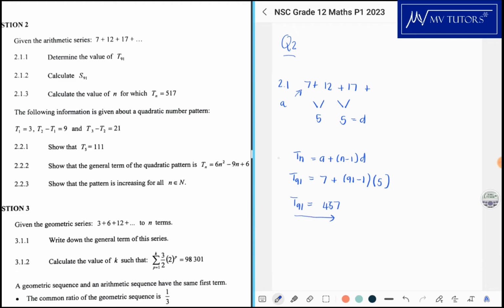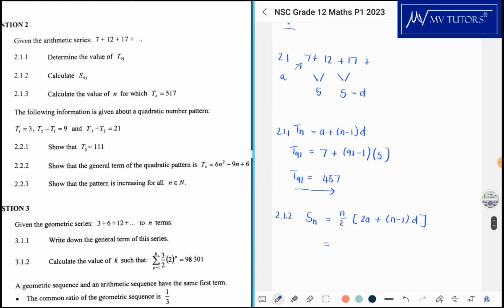And then that's 2.1.1. Now 2.1.2, they want us to calculate the sum of the first 91 terms. Okay, so if you don't know it off by heart, please go check the formula sheet just to be safe. But you know, with much practice, you end up knowing these formulas, and that is another way of ensuring that you save your time. So we're looking for the sum of the first 91 terms. So in the place of n, we put 91. So 91 divided by 2. And then we have 2 times 7 as it being the first term. And then 91 minus 1 times 5.